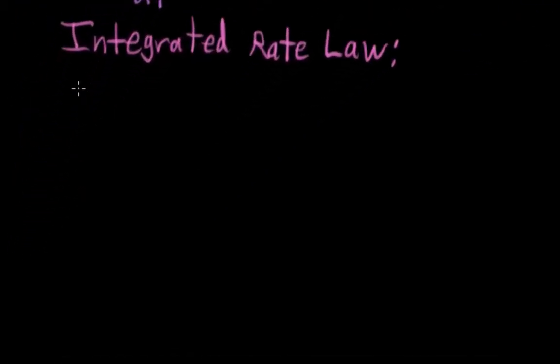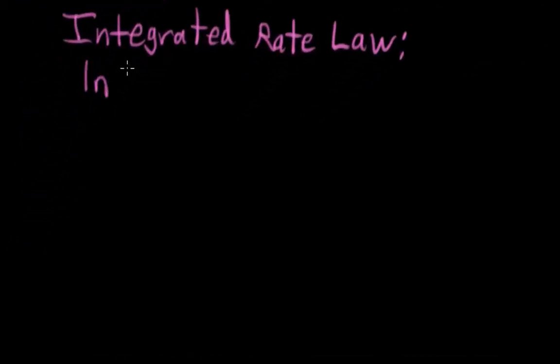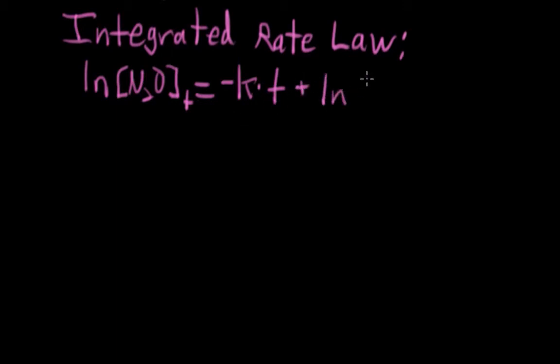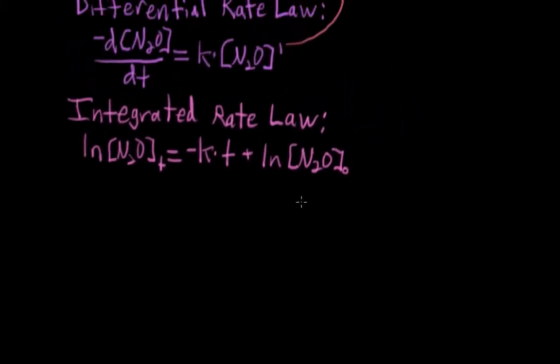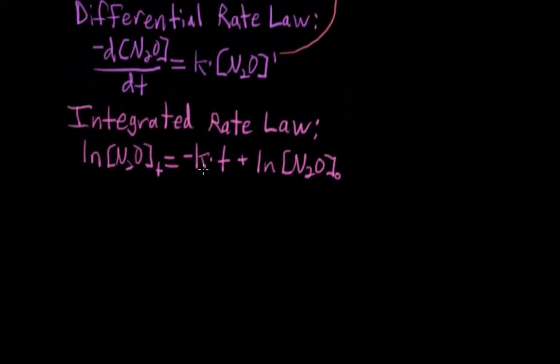Our integrated rate law says the natural log of the concentration of N2O gas at some time t is equal to negative k, our rate constant, times the time t that has passed. This is the same time associated with this concentration, that's why I said N2O sub t, plus the natural log of the initial concentration of N2O gas, which here I'm designating as N2O sub 0. So these are the two rate laws associated with first order reactions, and I've written them out for this specific reaction.